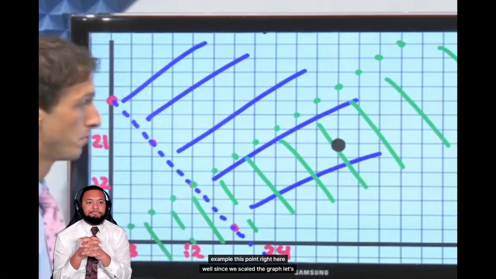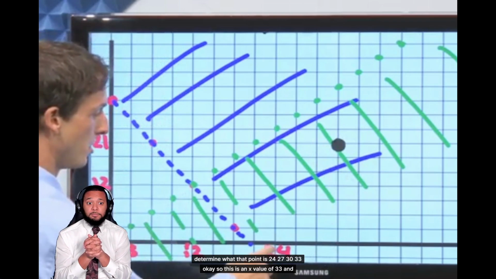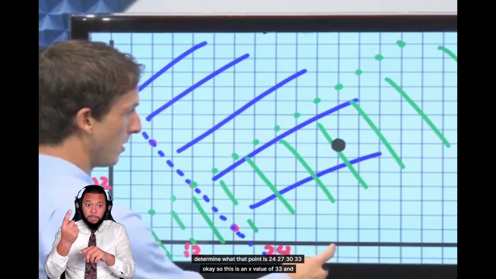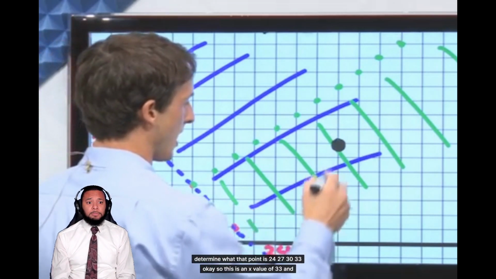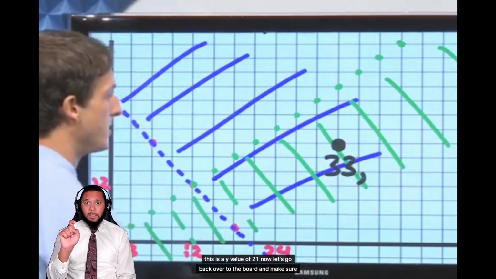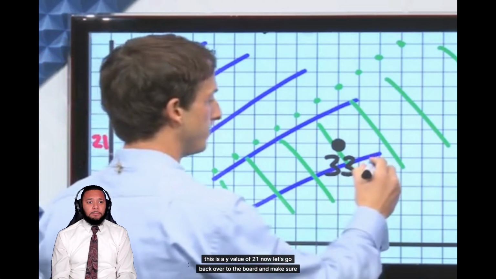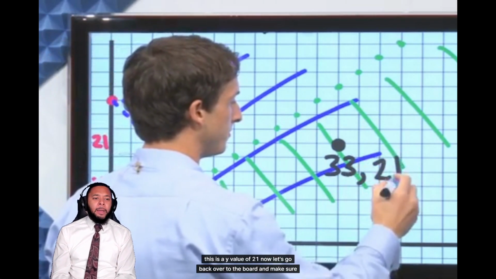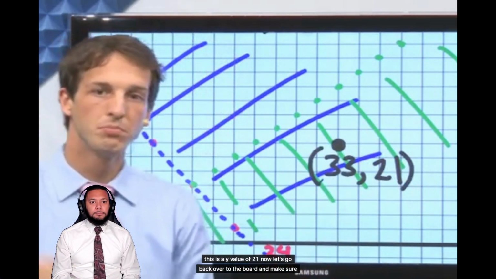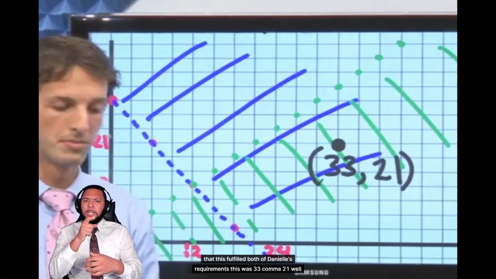Well, since we scaled the graph, let's determine what that point is. 24, 27, 30, 33. Okay, so this is an x value of 33. And this is a y value of 21. Now let's go back over to the board and make sure that this fulfilled both of Danielle's requirements.